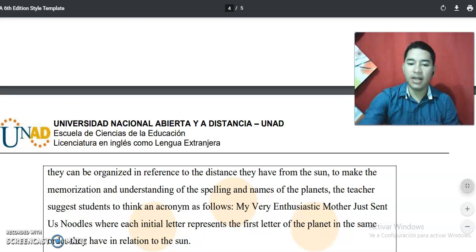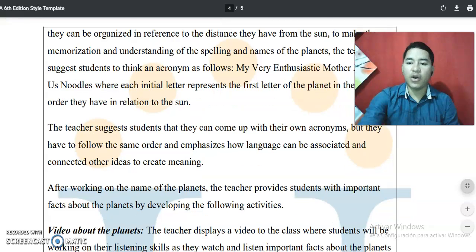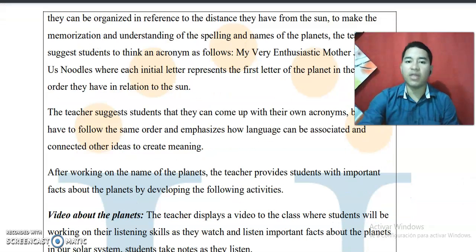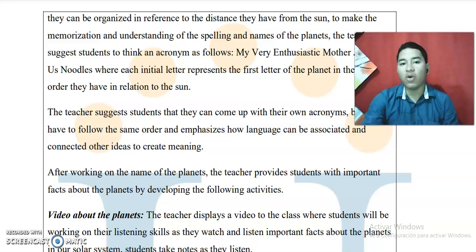Continuing with the plan, the teacher is going to provide students with more activities in order to reinforce the knowledge of this topic and also the development of important skills in language learning, like reading, writing, and listening.